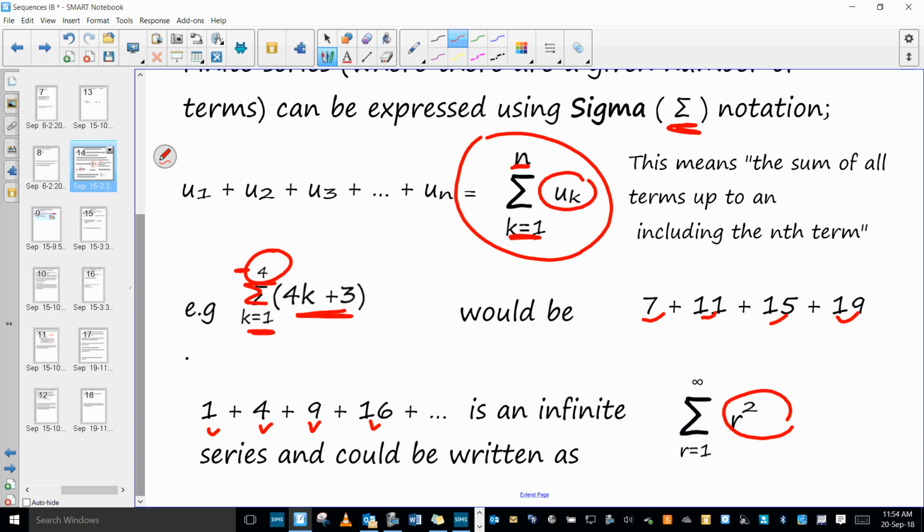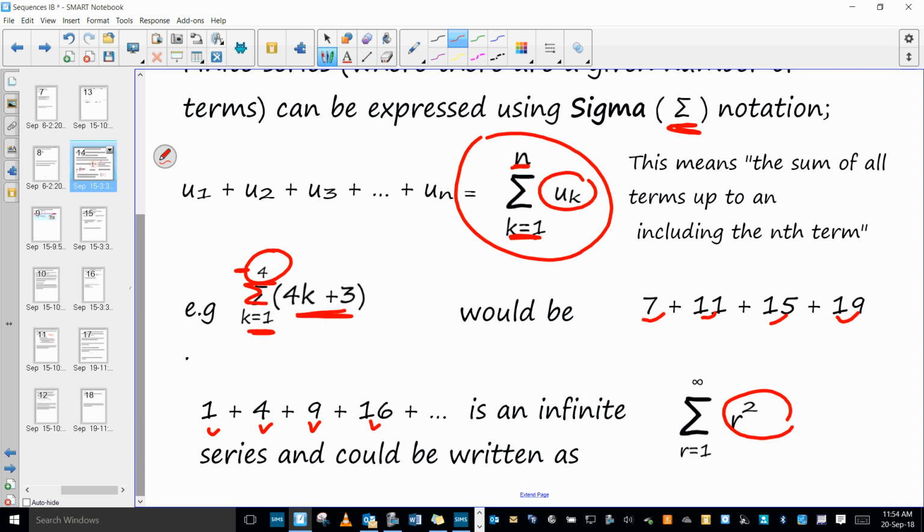Now notice, this letter up here was a k. This letter is an r. The letter isn't really important, but the letter should relate to the one at the bottom of the sigma notation. So this is telling us we start with r as 1, and we're going to keep going to infinity. So we are finding the sum to infinity of this sequence.